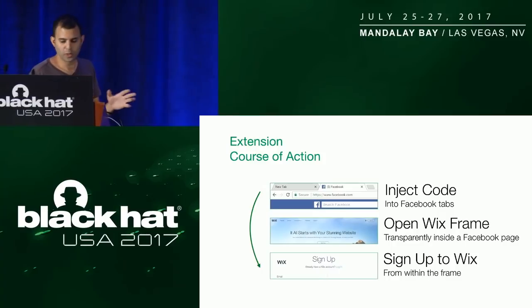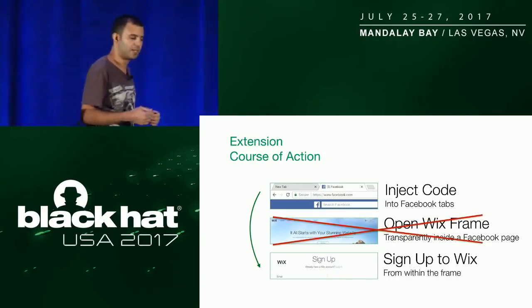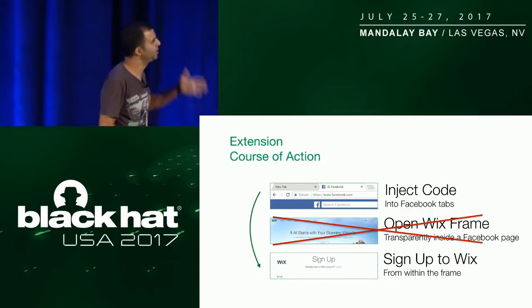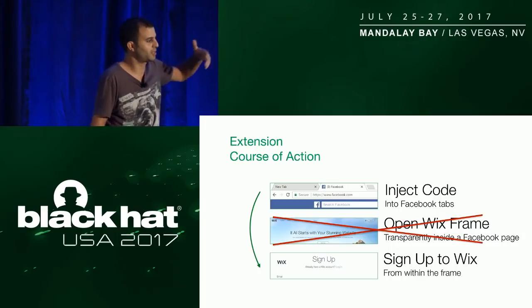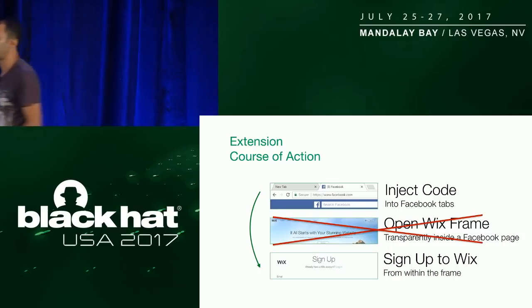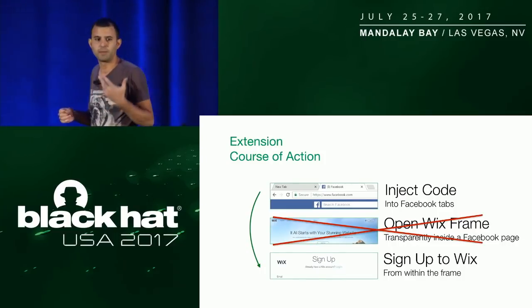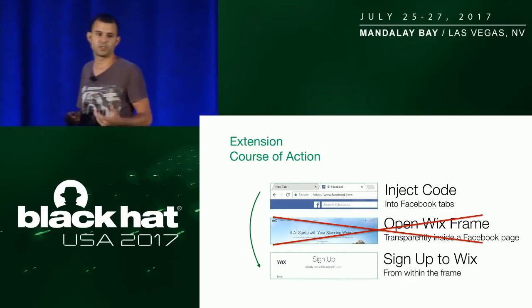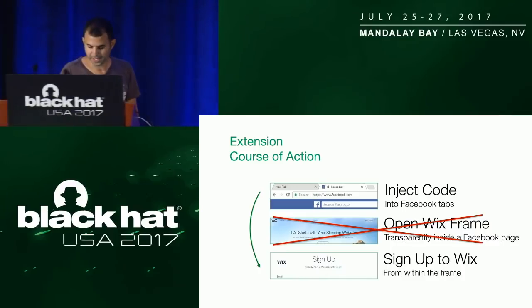Now, one quick question. Why would the attacker even need to open a Wix iframe? I mean, he has the abilities of an extension. He can just inject code into Facebook and then send the sign-up request from the Facebook tab to the Wix server. The extension is able to do it because it does not have the limitation of cross-origin requests, of same origin, sorry.